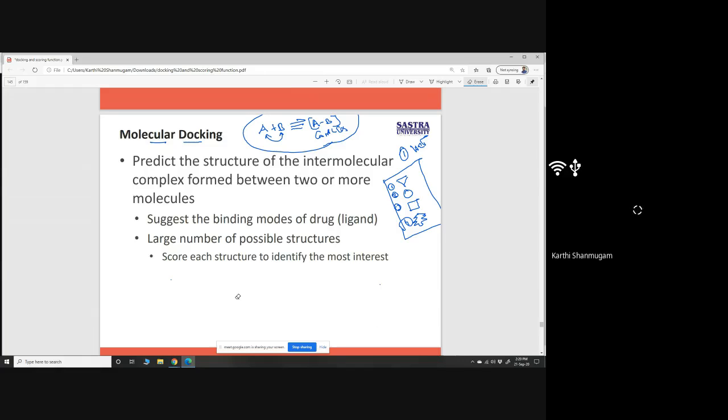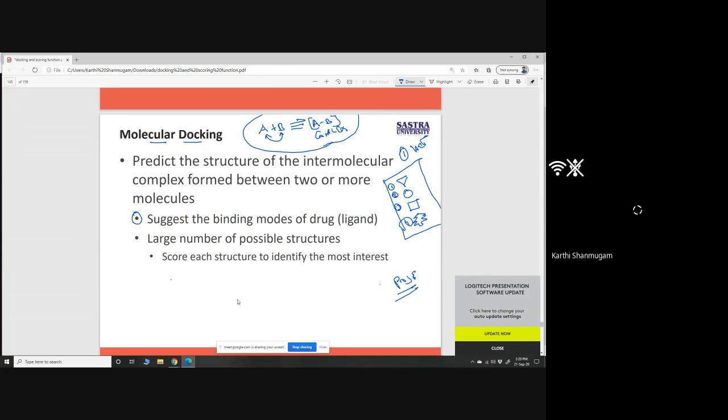So what we can infer out of any molecular docking study is that the molecular docking study will suggest the binding mode of the drug molecule or the ligand molecule of your interest. Each ligand molecule can be positioned, or we call it a pose. There is a possibility for the same ligand molecule to be fitted in different poses, right?